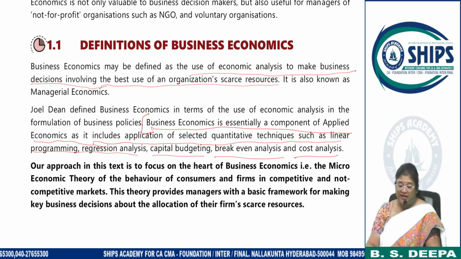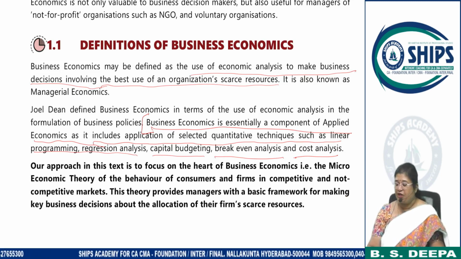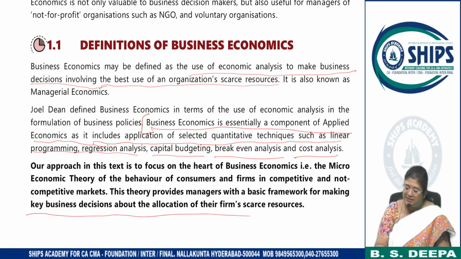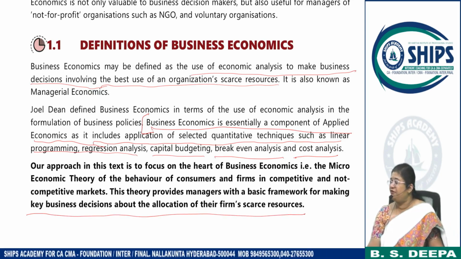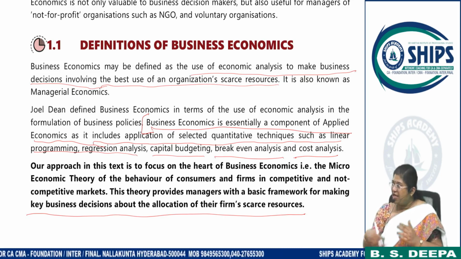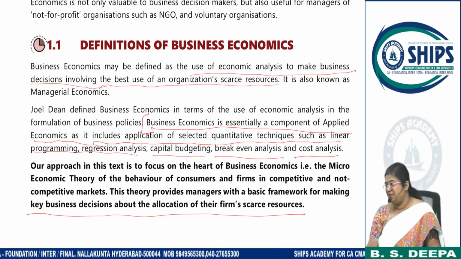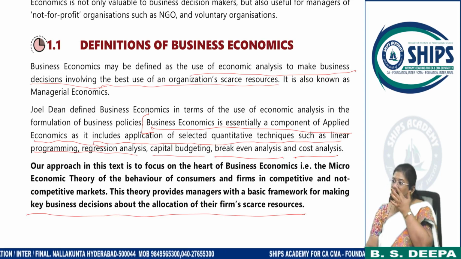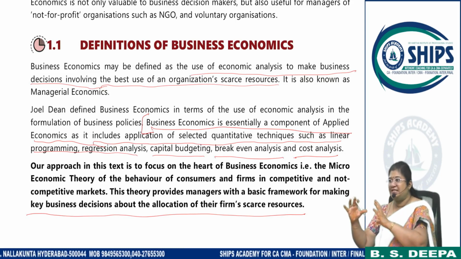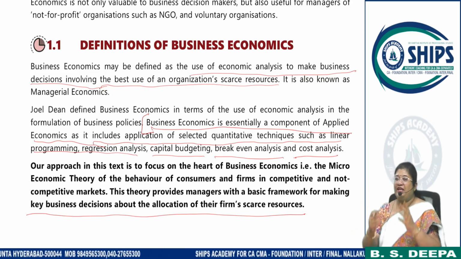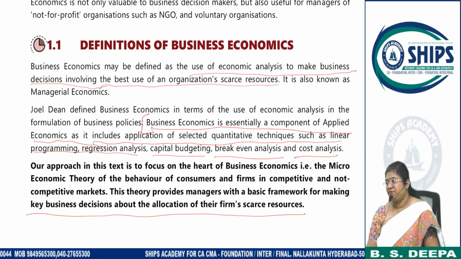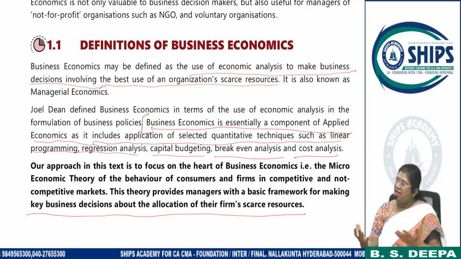Okay, so this is where the definition of business economics is. Basically it is about taking the key economic decisions about the allocation of the firm's scarce resources. So same thing, but in different words, right? Business economics is all about allotting the scarce resources so that we get the best out of those particular resources. Okay, resources can be anything.